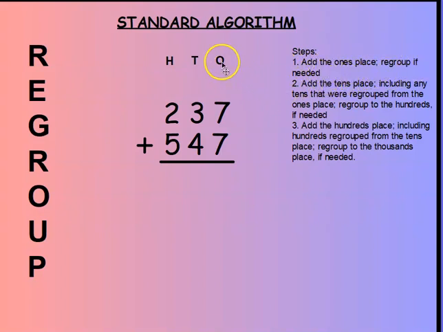Well, I'm going to go to my ones place. I have a 7 plus 7. Well, I know that 7 plus 7 is 14, but I would not write 14 right here like this. I wouldn't write it like that. I can't do that.